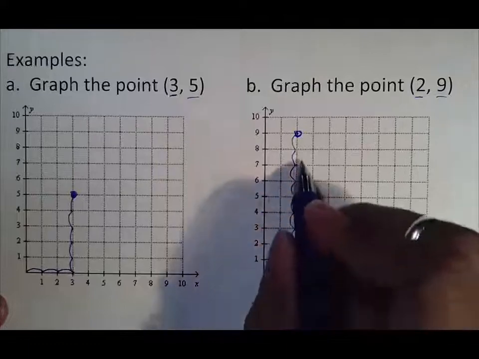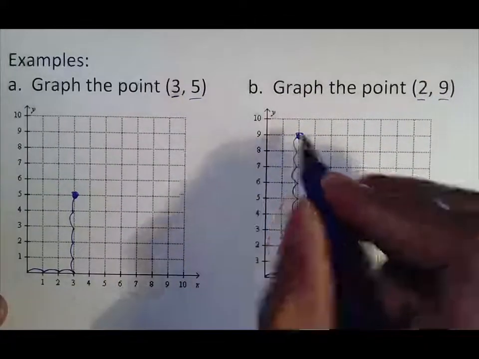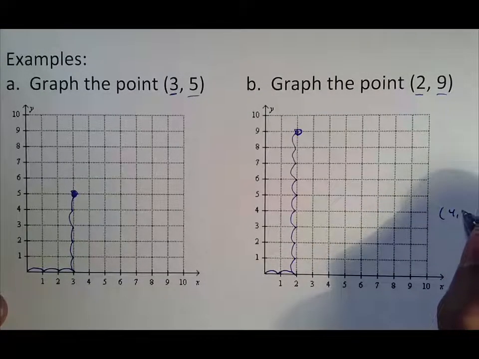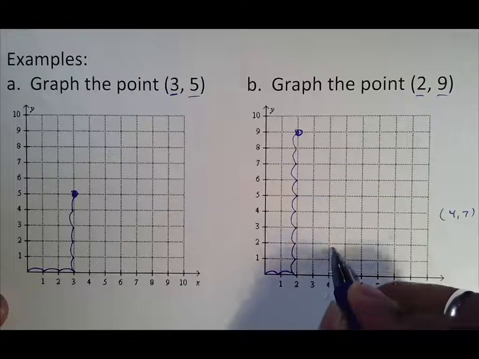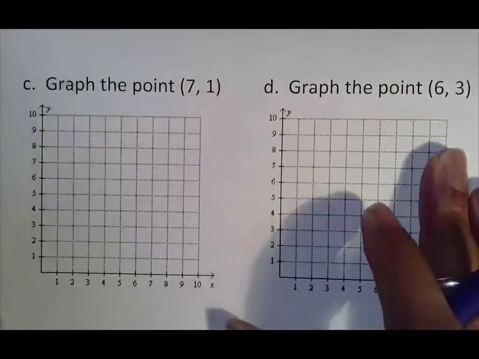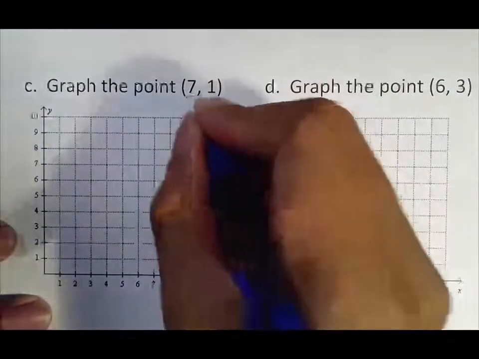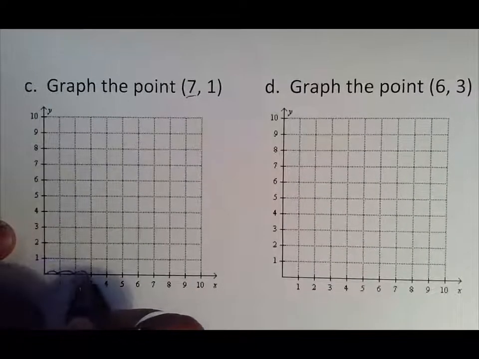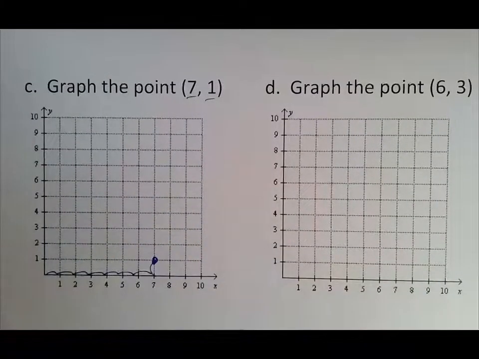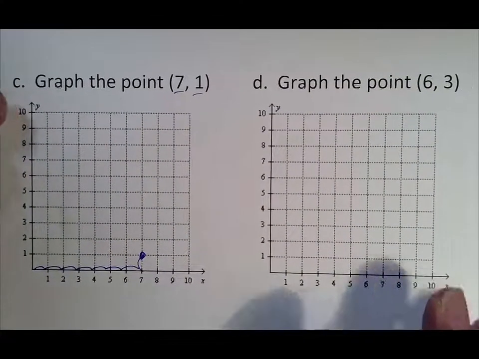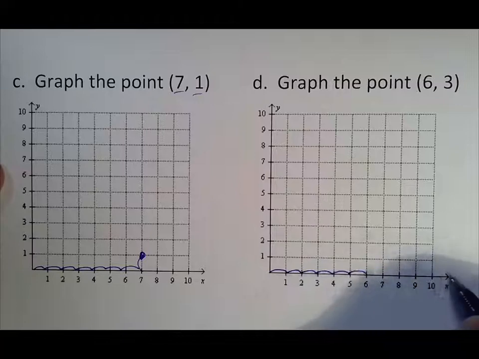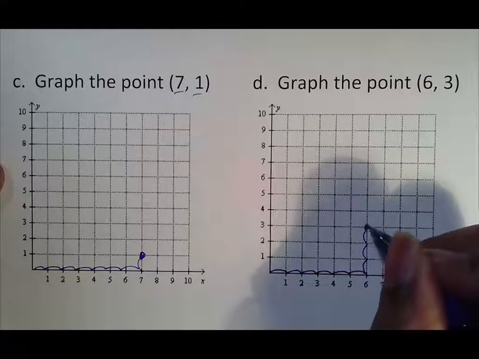Or again, you can find the 2 line and just stay on the 2 line until you get next to 9 and put your dot, as some of you will learn to do. For example, if I was looking for the point (4, 7), I would just go over to the 4 line and then follow the 4 line, so I find the 7 line and put it right there. So there's a couple ways to do that, but whatever it is, just make sure you get your practice. Graph the point (7, 1). So 7 means go over 1, 2, 3, 4, 5, 6, 7, and then from there go up 1, which puts you right there. If you're asked to graph the point (6, 3), that would be 1, 2, 3, 4, 5, 6, and then up 1, 2, 3, and that's it.